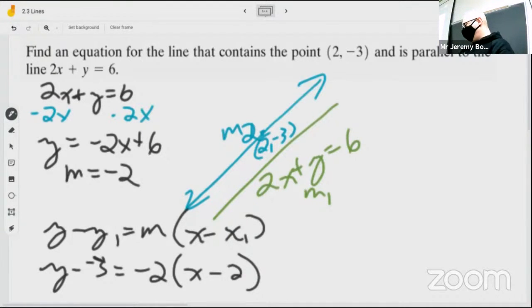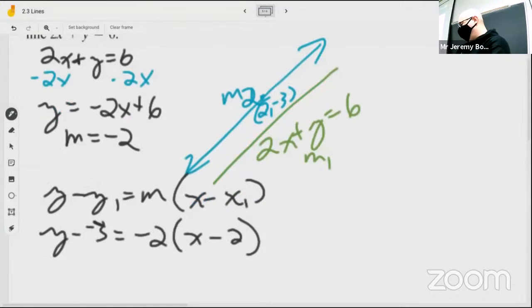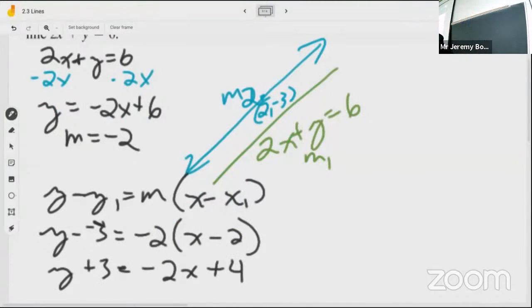And we just got to work that out. So we'll get y plus 3 here. Let's distribute that -2 to the x and to the -2 as well. And so this is going to be -2x plus 4, right? It's -2 times -2, positive 4. And then we subtract 3 from both sides. We'll get y is equal to -2x plus 1.